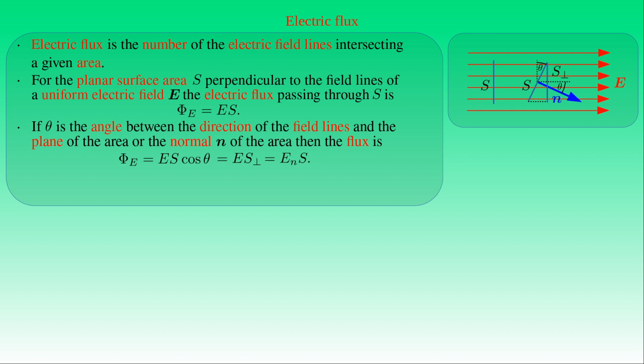By introducing the area vector for the surface S as the surface area S times the surface normal n, we can write the flux Φ_E as the scalar product of the electric field strength E and the area vector S.